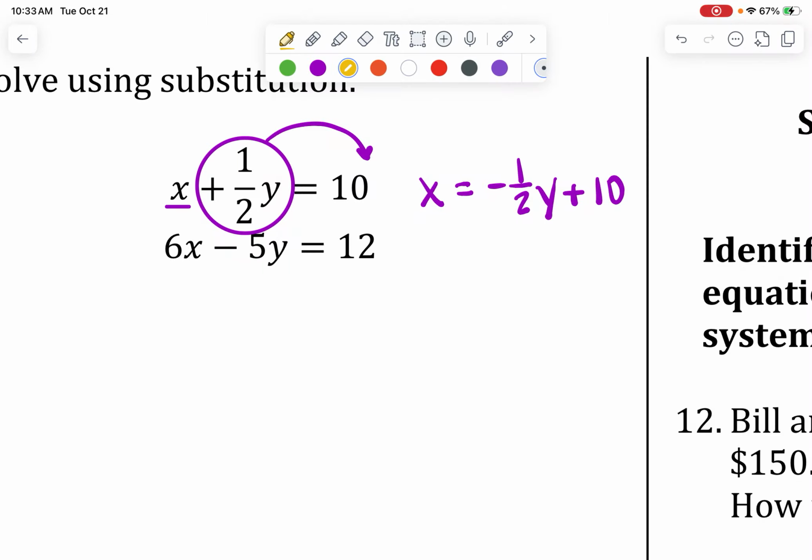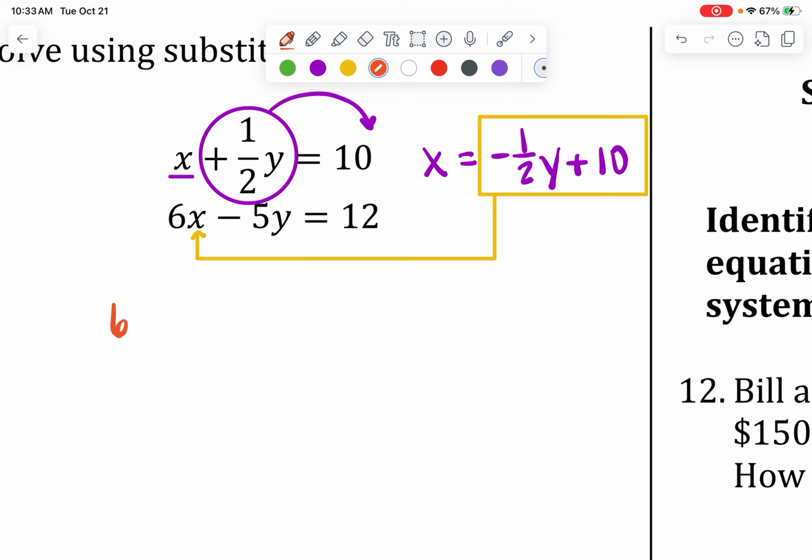All right, so now that I know that x equals negative 1/2 y plus 10, then wherever I see the x in the other equation, there it is, I'm going to substitute that in. Now, I know that looks kind of gross with the fraction, but don't worry, you have a calculator, so it's not that big of a deal. And it's a friendly fraction, it's a half. So 6 times, I'm not going to write x, I'm going to write negative 1/2 y plus 10. And then I'm going to bring down all the other stuff.